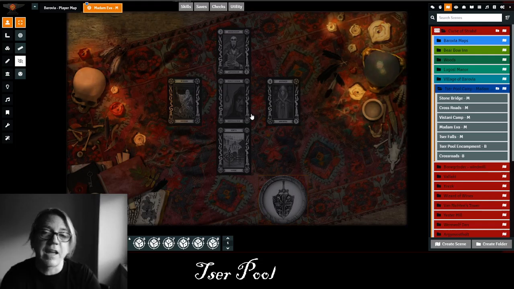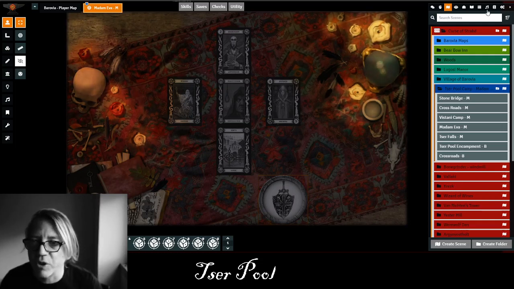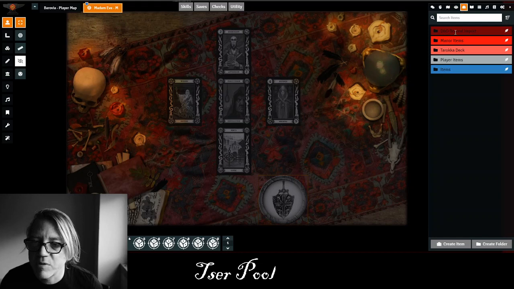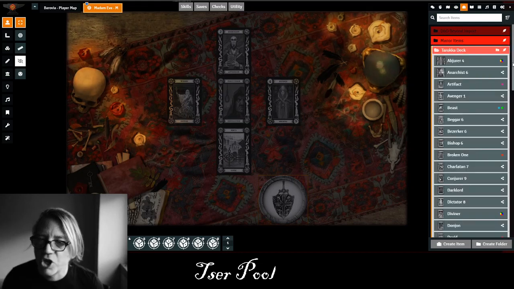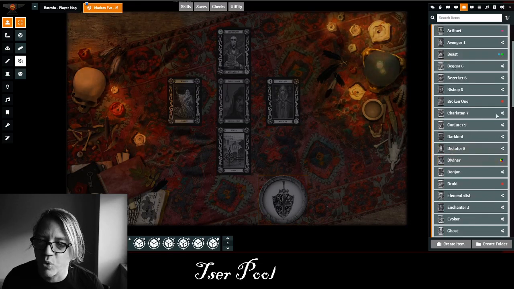I actually let the characters keep all of the cards. I turned them into items that were shared by everybody. I'll show that really quickly right here in the items directory, so you can see which cards over here with the kind of rainbow pie means the card was shared by everybody. And then there were some individual cards.